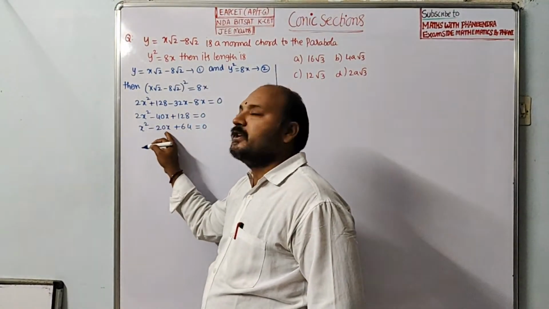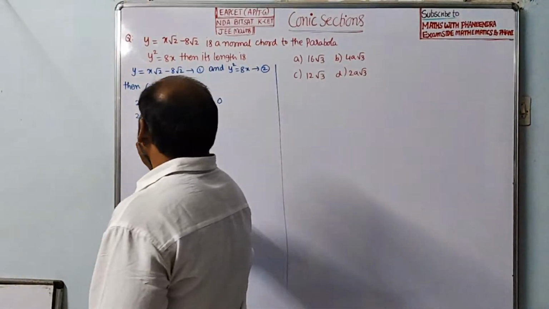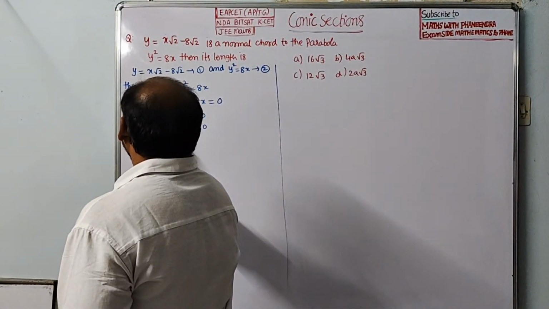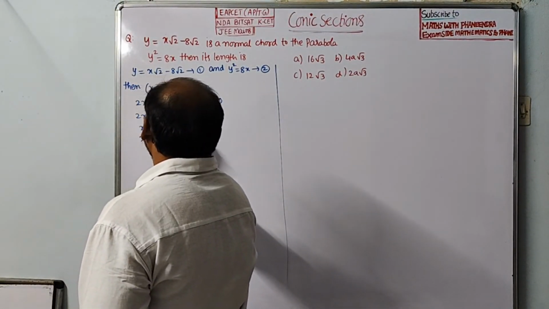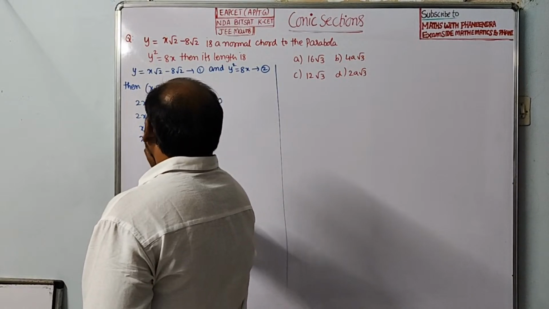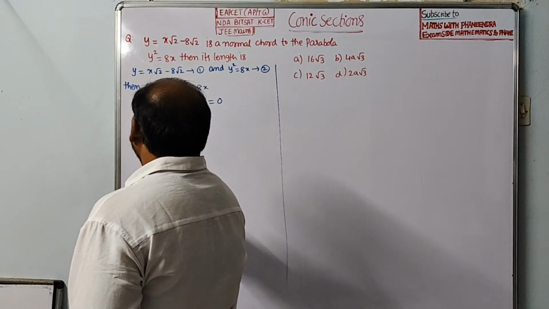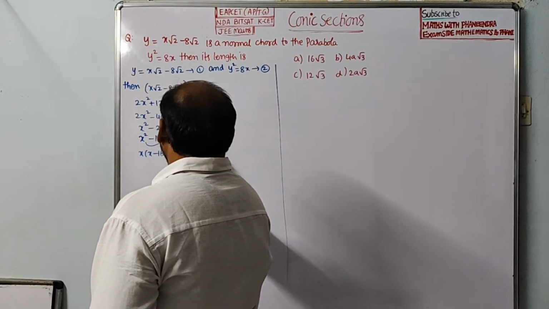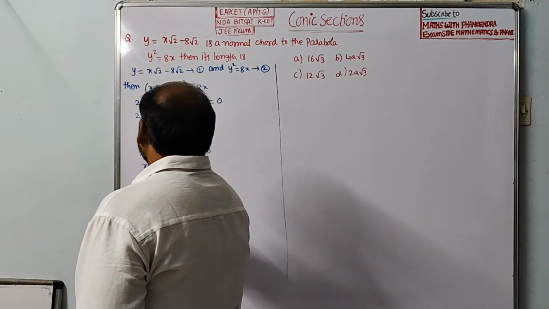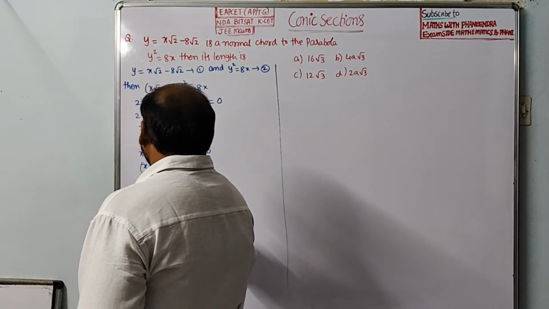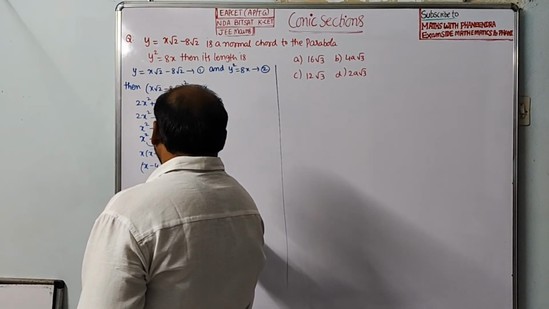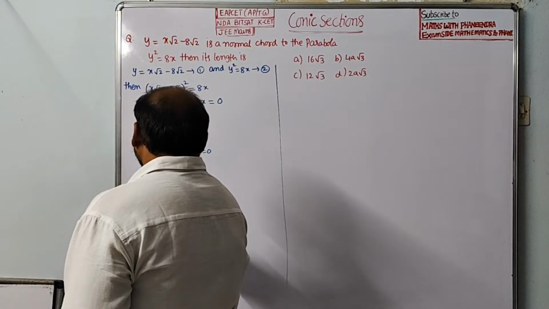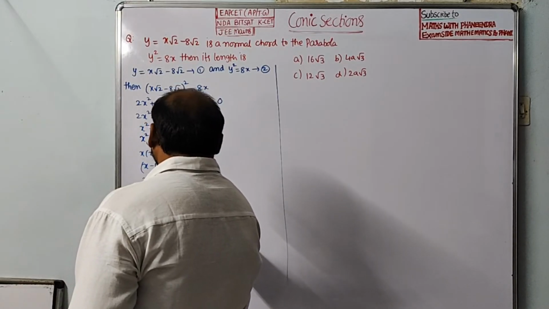64 factors are 16 and 4. 16 plus 4, 20 also, no? x square minus 16x minus 4x plus 64 equal to 0. From these two, take common x into x minus 16 minus 4 into x minus 16 equal to 0. So x minus 4 into x minus 16 equal to 0. So x is equal to 4, x is equal to 16.